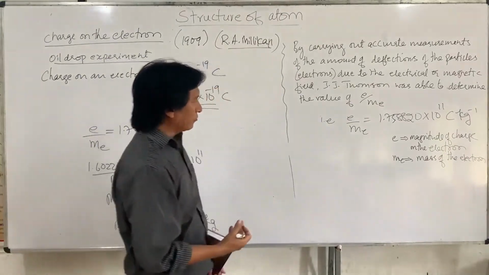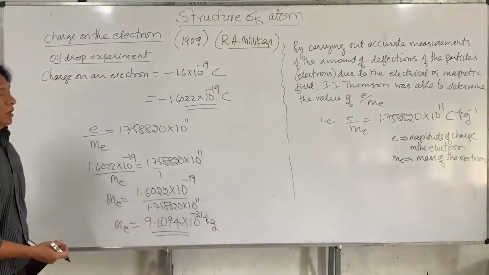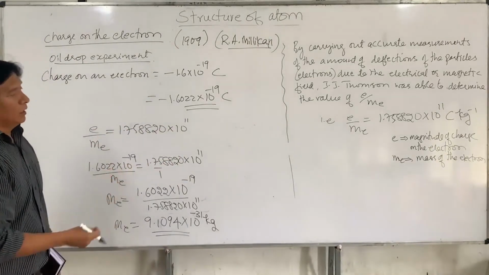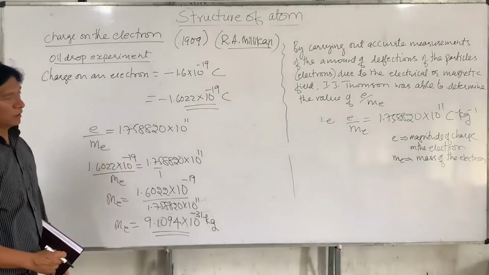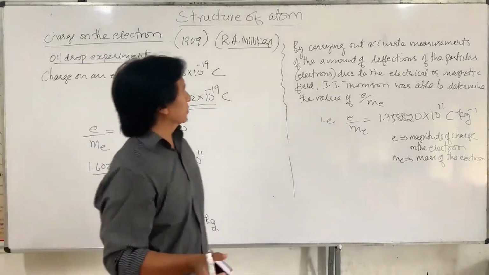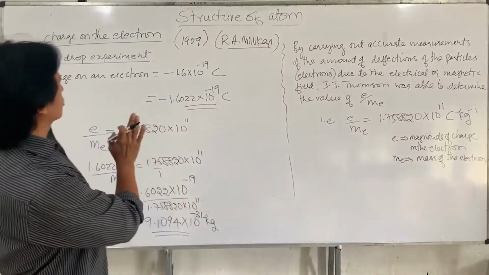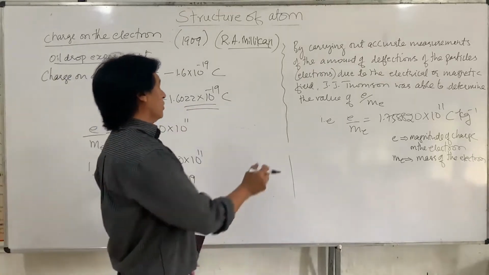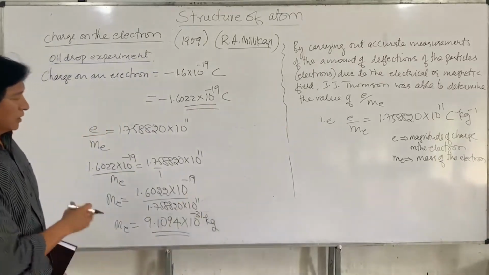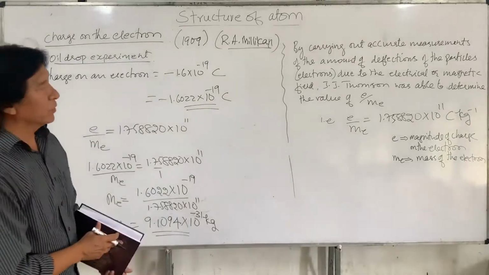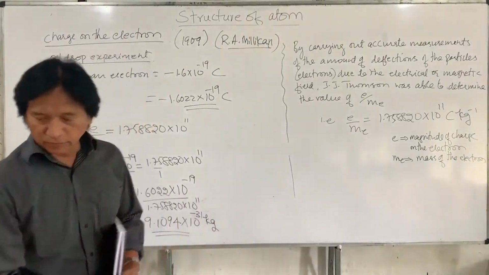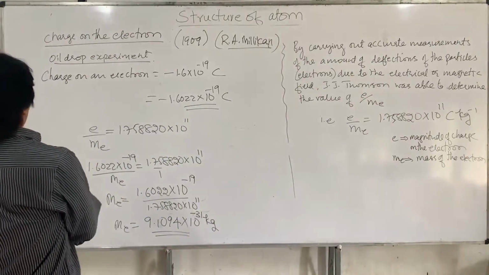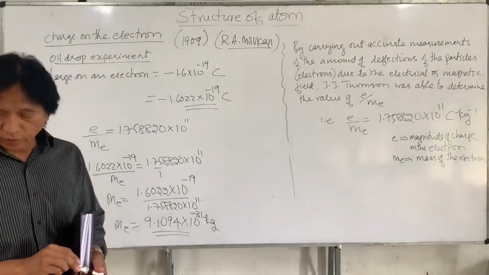The very interesting thing that has happened is that they found the charge on an electron, and then they also found the mass of an electron. So this is all about the charge on an electron, based on which we found the mass of an electron. Now the next thing is we're going to move on to the discovery of protons.